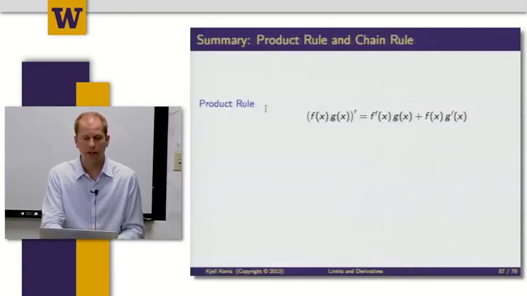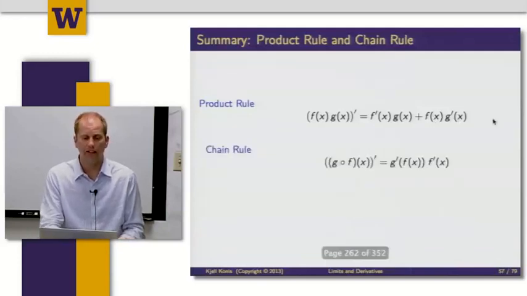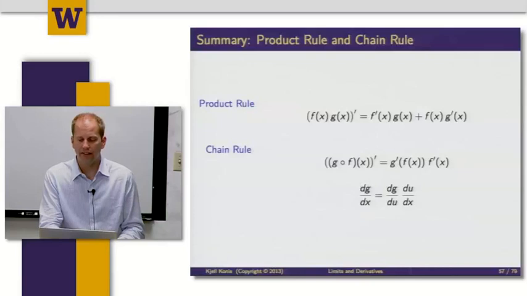Okay, so just a quick summary. We had the product rule. That said the derivative of a product of two functions, f of x and g of x, is the derivative of the first function times the second function plus the first function times the derivative of the second function. We had the chain rule. I like this notation a bit better. It says that the derivative of a composite function is the derivative of the outside function times the derivative of the inside function.